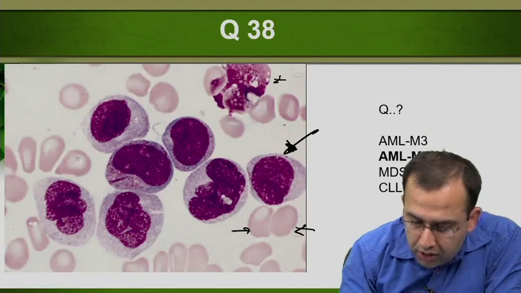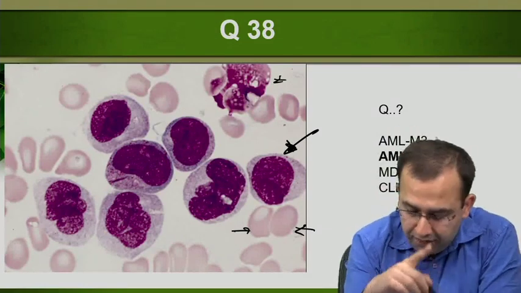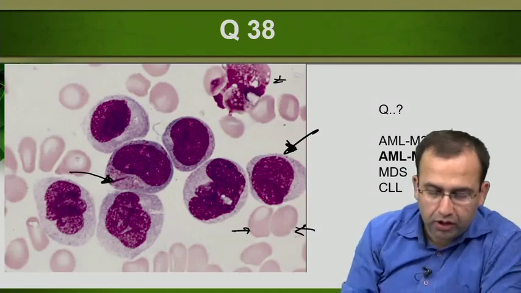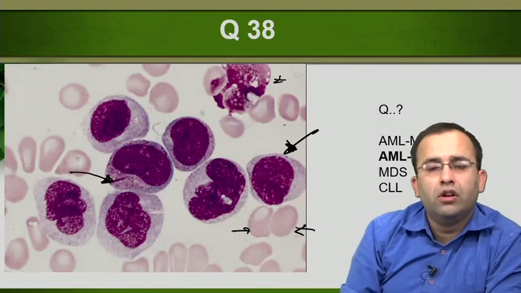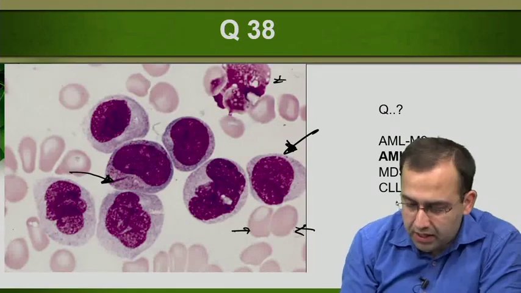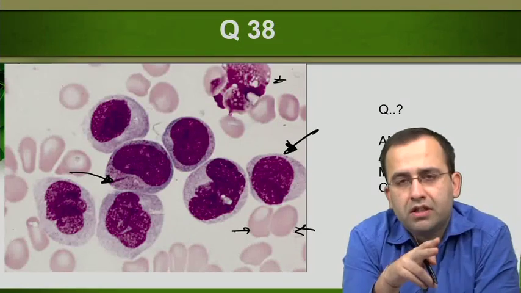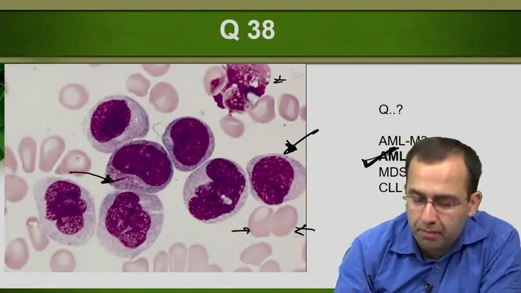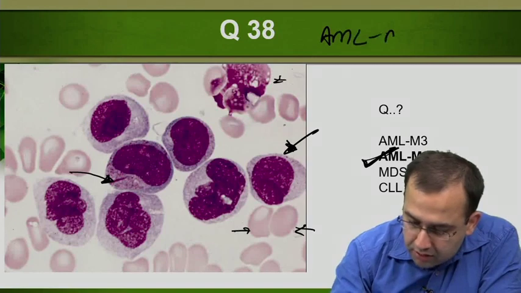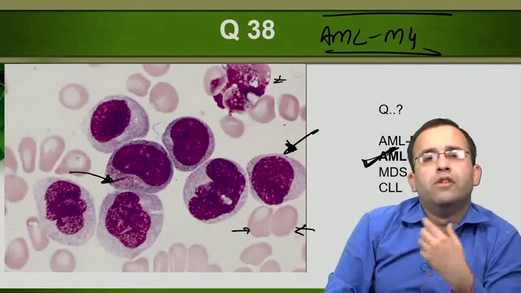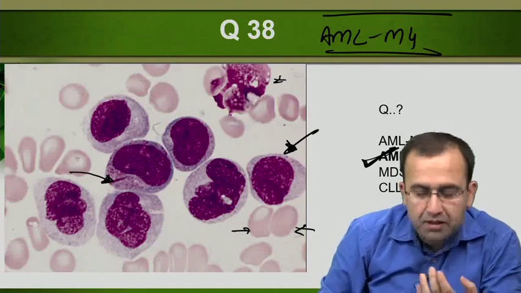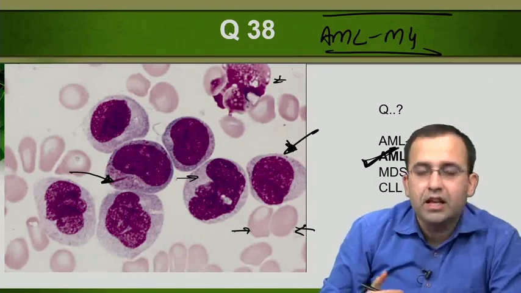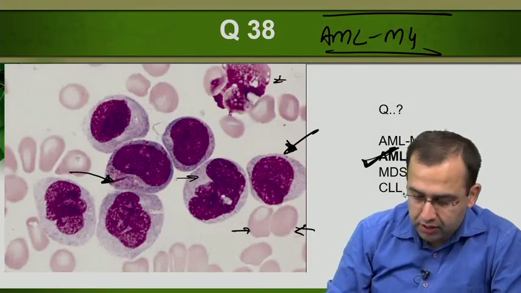Firstly, do not confuse every cell with a smudge cell. Next, what you have here also is the presence of an Auer rod. You have this cell with an Auer rod, so it is a blast. It is a myeloblast with monocytic differentiation. This is what a monoblast looks like. Diagnosis: AML M4. The cytoplasm is slightly more, with few cells showing vacuolations. This is AML M4. Have a good look at this.